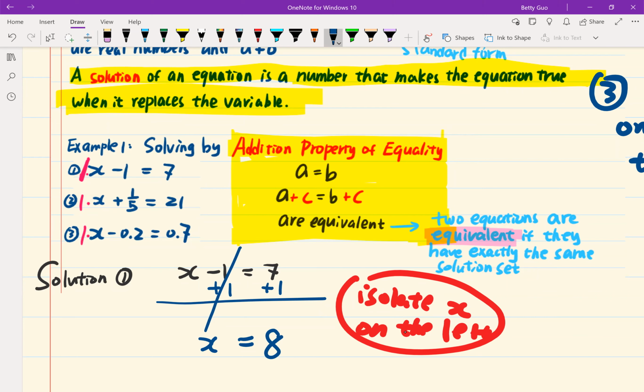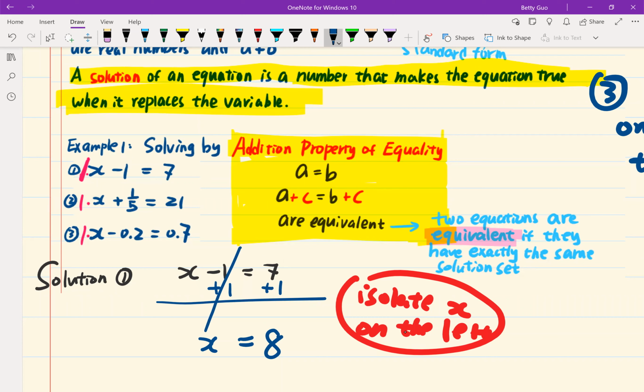Yeah, we can double check. Let's say we have the number 8, right? Let's plug in. Let's replace the variable with the 8, or substitute the 8 for variable x. We put the 8 here. 8 minus 1 equals 7. True statement or false statement? 8 minus 1 equals 7. Obviously it's true, right? So that means the solution we found is the correct solution. Does that make sense? Am I clear?